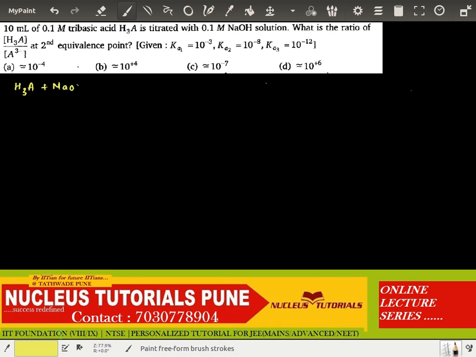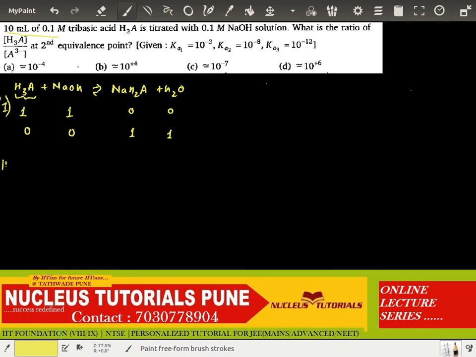If we show the step-by-step reaction, this would give us NaH2A plus H2O. Now, how much of H3A was added? This is 10 ml of 0.1 molar, which means 1 millimole. So NaOH should be 1 millimole at the first equivalence point. This would be 0 and 0 initially, so at the end of the first iteration, this would be 1 and this would be 1 millimole. This was the first equivalence point.